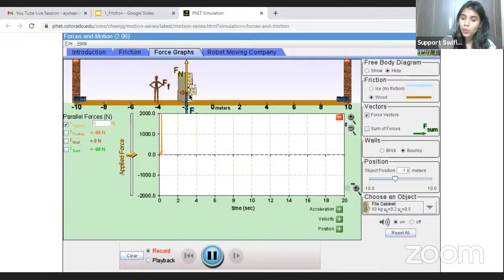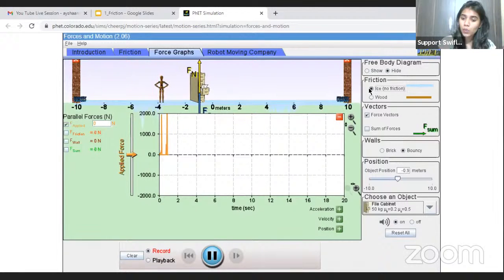The object has started moving, but since the frictional force is more, it is taking a lot of time. So I am going to push it harder. As you can see, I'm pushing it harder now. Now I'll change the wood and I'm applying ice here. What happens? It is easier, right? In the ice, the friction is less, so it is easier to push the object when it comes to ice.